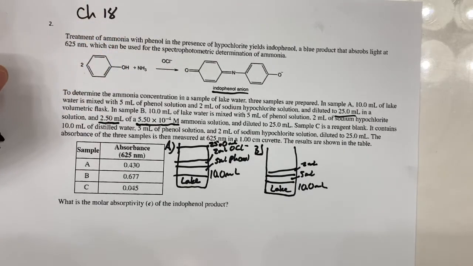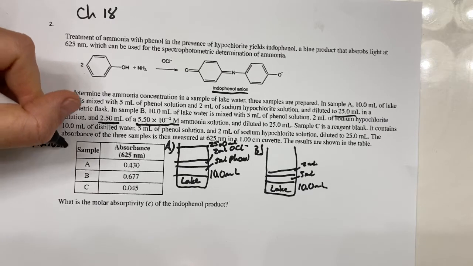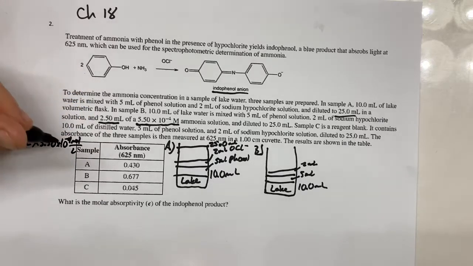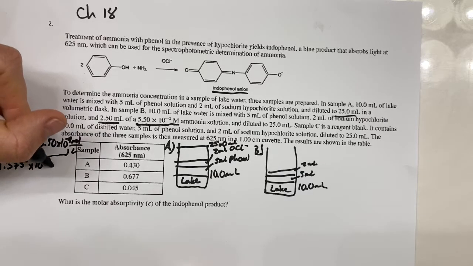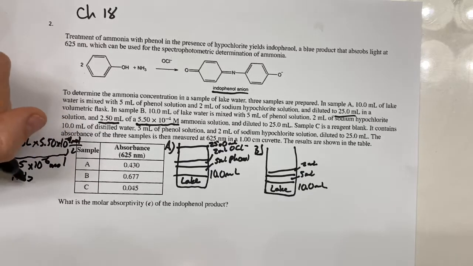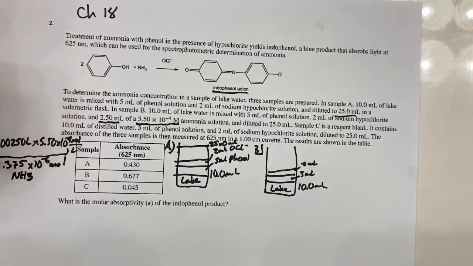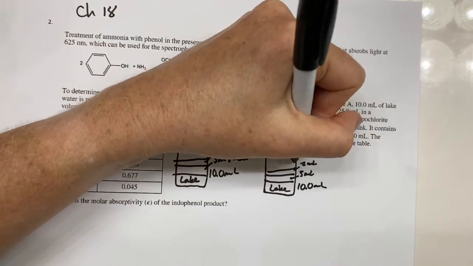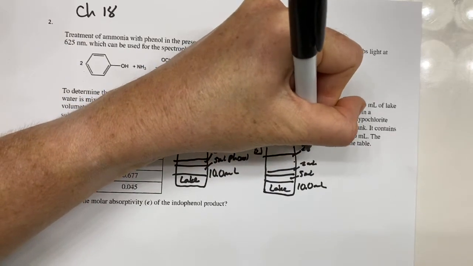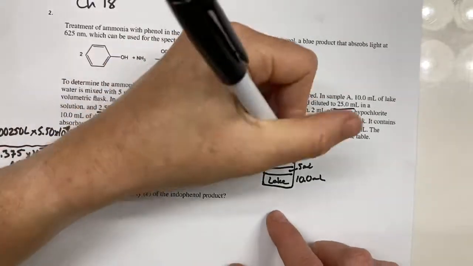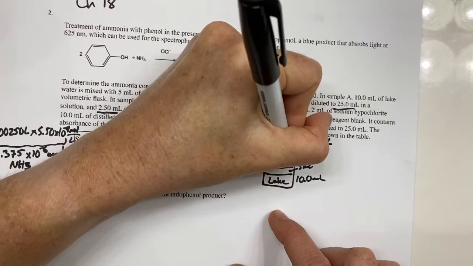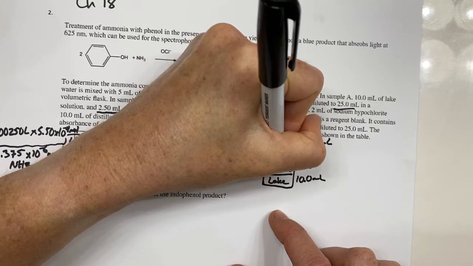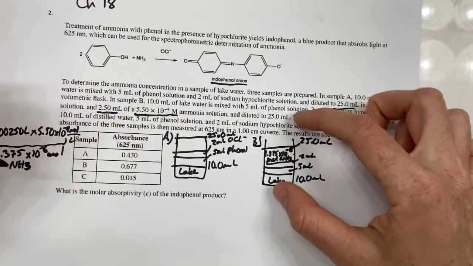We have 0.00250 liters times 5.50 times 10 to the negative 4 mole per liter. If I multiply those together, I get 1.375 times 10 to the negative 6 mole. So that's how many moles of ammonia you added. And then you eventually fill it to 25.0 milliliters. And I'm going to write over here 1.375 times 10 to the negative 6 mole NH3. So now we know everything that went into this one.